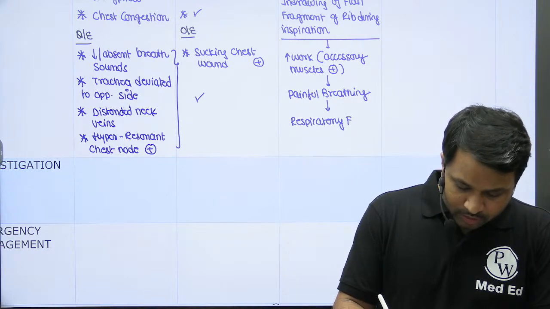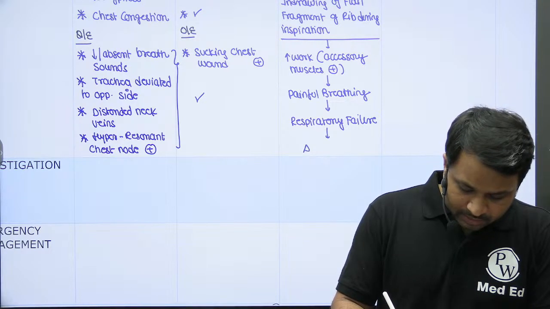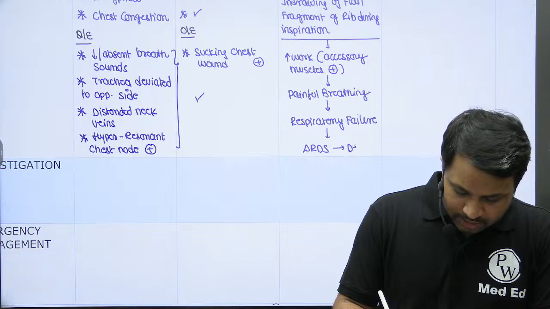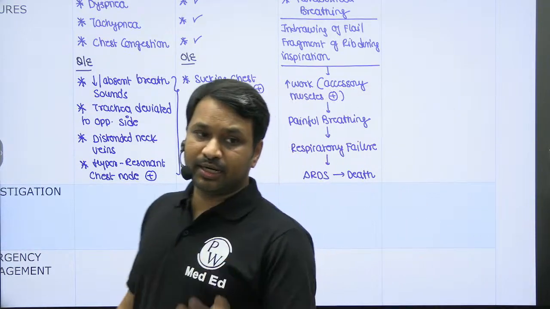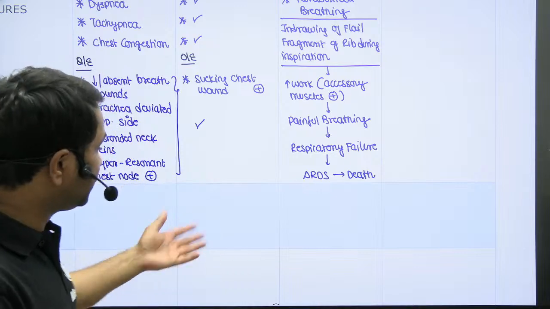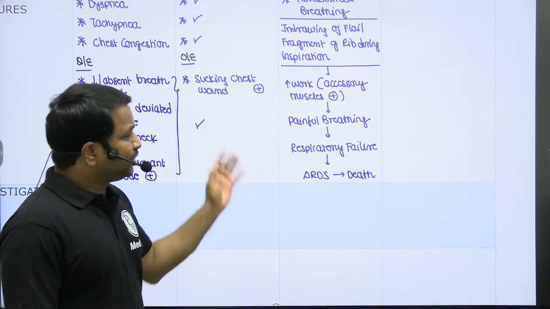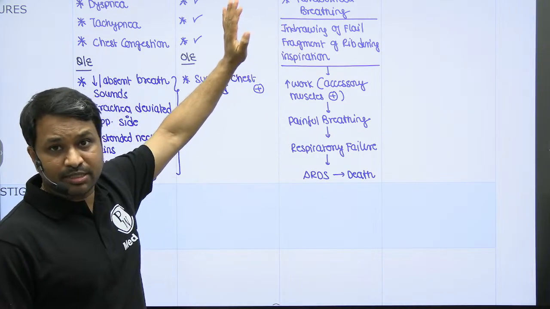They'll go into respiratory failure. And from respiratory failure, it will end up into ARDS, and the ARDS will lead to the death of the patient. Right? So paradoxical breathing resulting in increased work for breathing, causing a painful breathing, respiratory failure, and ARDS.